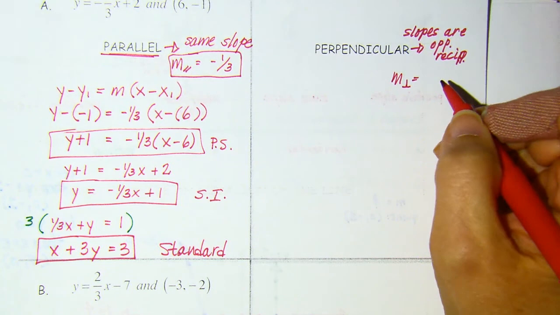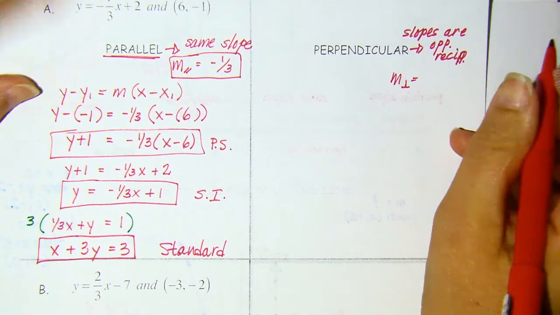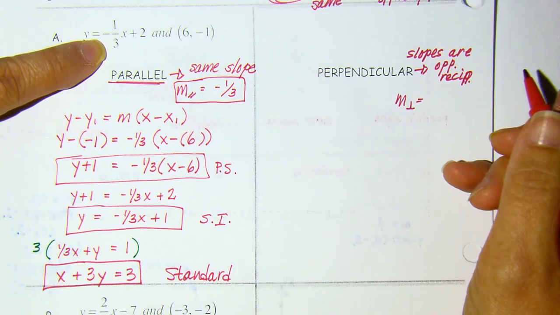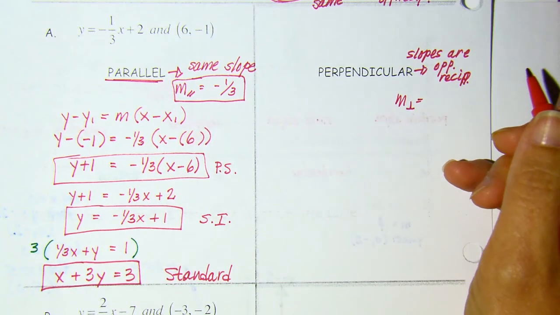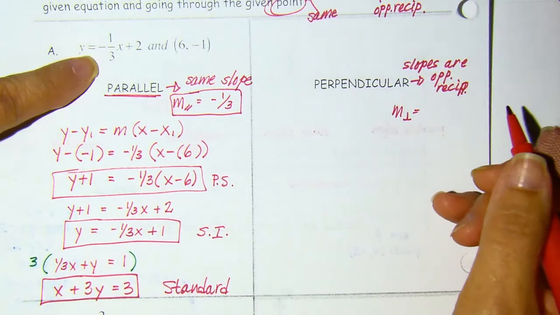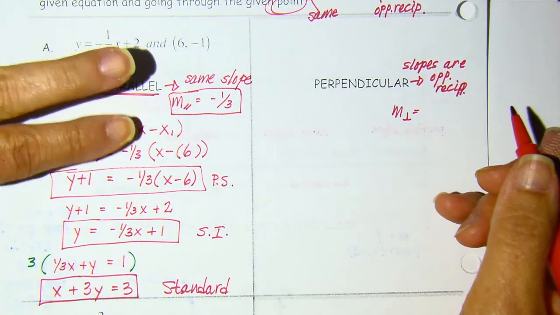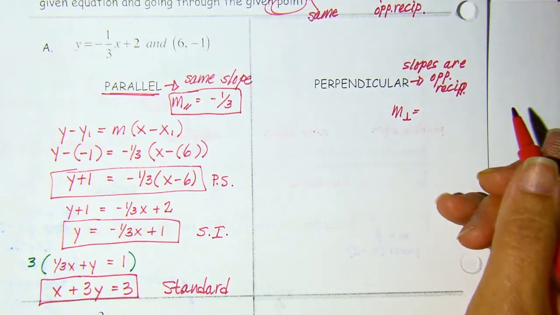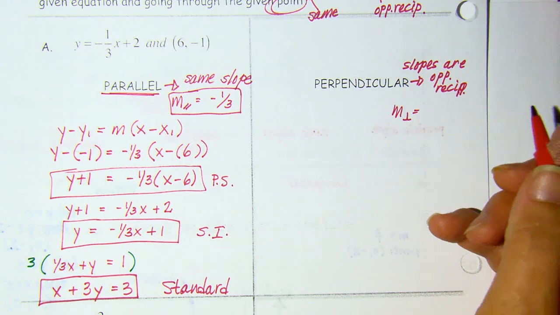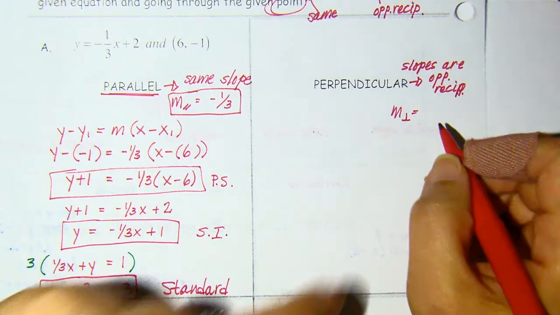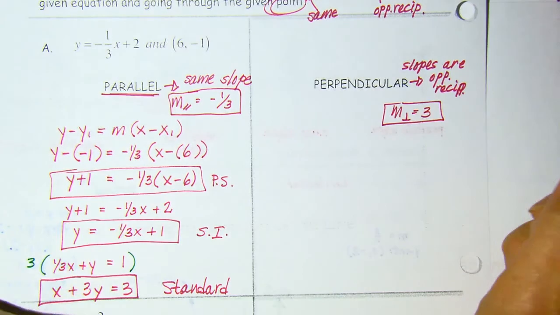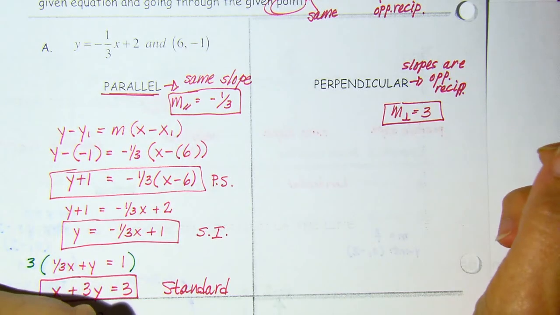So if the given slope is negative 1/3, I look over here, I'm using the same equation. If the given slope is negative 1/3, right here, then I have to flip it and change the sign. So the opposite of negative is positive, and the reciprocal of 1/3 is 3. So the slope I'm going to use for this problem is 3.